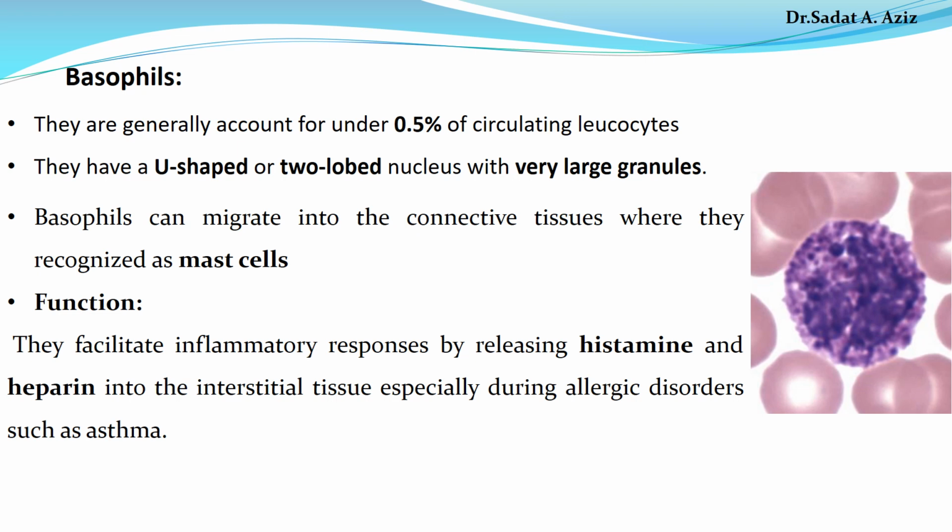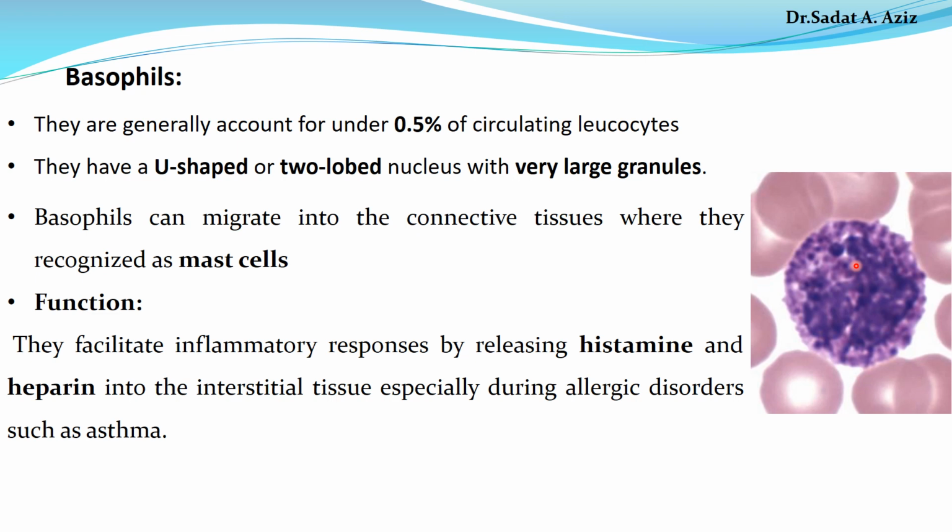The other type of granulocyte is called basophil. So they generally account for under 0.5% of the circulated leukocytes. So they have a U-shaped nucleus or bilobed nucleus with very large granules. So if you have a look at the structure of these granules, they are very large, and the nucleus of the cell can be hidden under the granules.